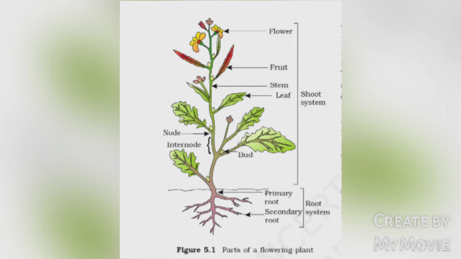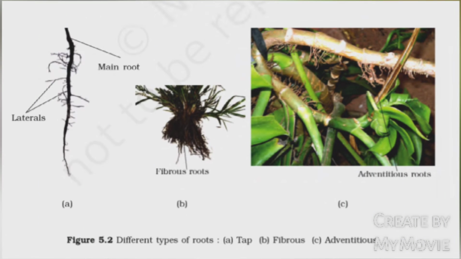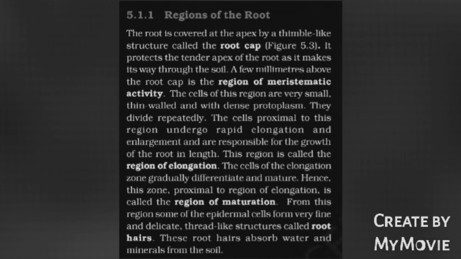Figure 5.1, Parts of a flowering plant. Figure 5.2, Different types of roots. A. Tap. B. Fibrous. C. Adventitious. Regions of the root.